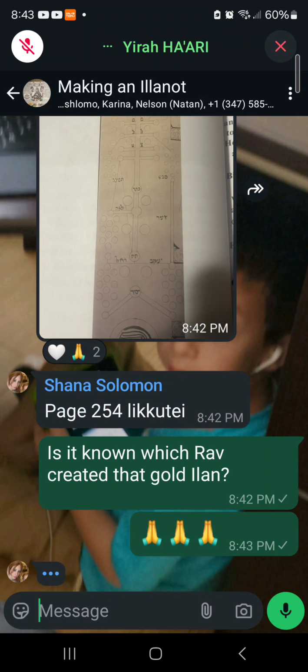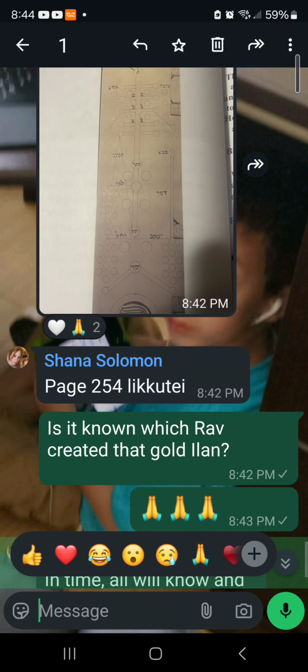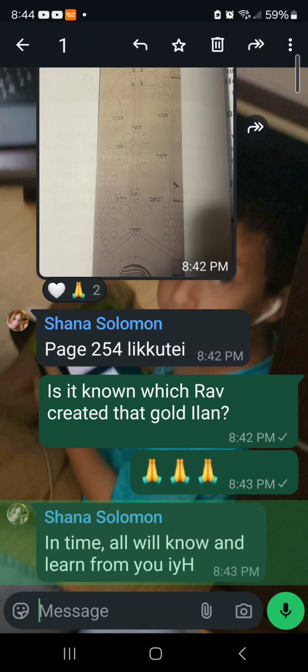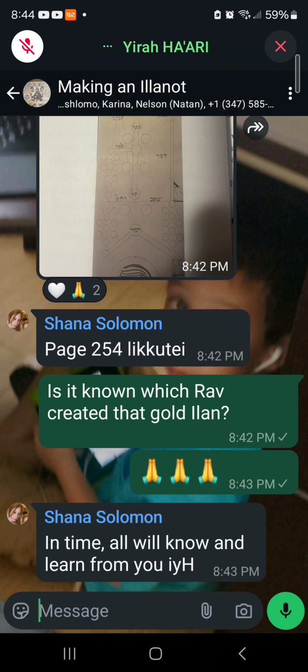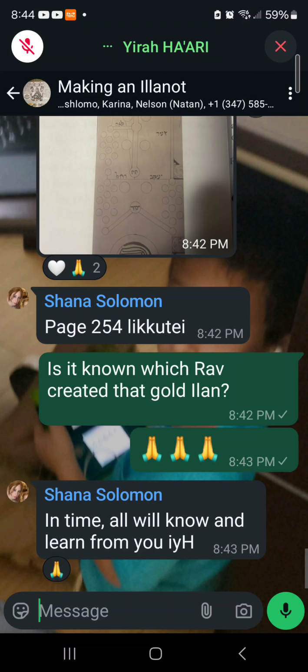But I digress. Yeah, that's the Ilan. So it came into my hands, and I'm its caretaker for now. So I'll go through a couple more pieces of the Ilanot before we go into how to begin the process of the creation of one, and I'll provide you a resource to help you all out.